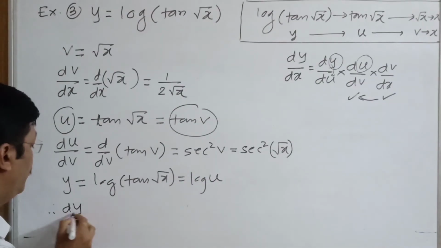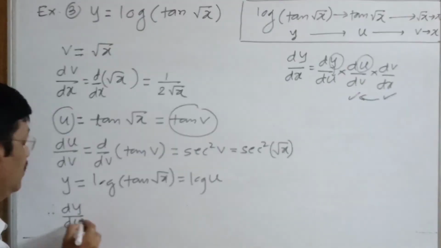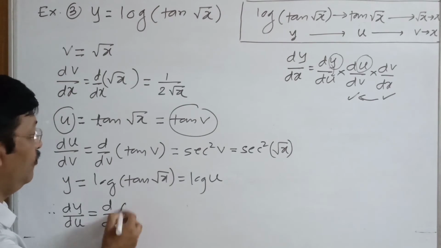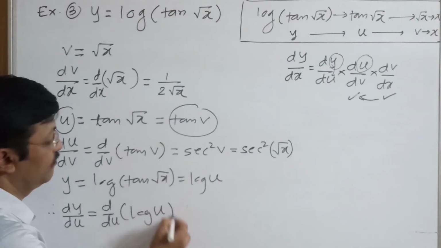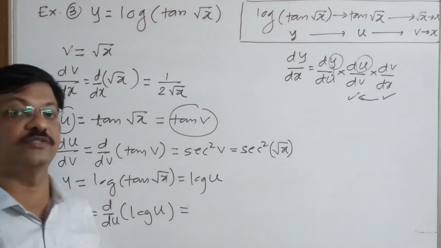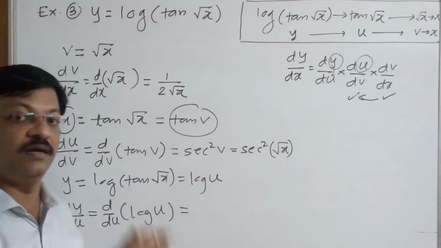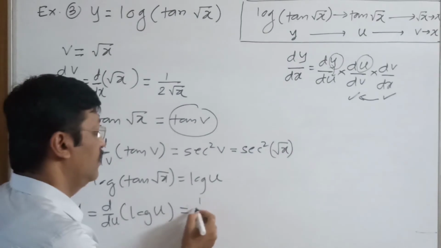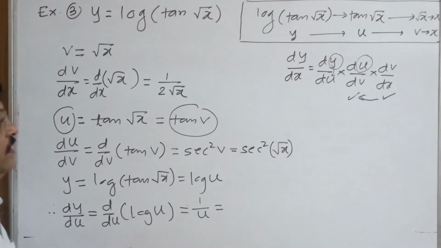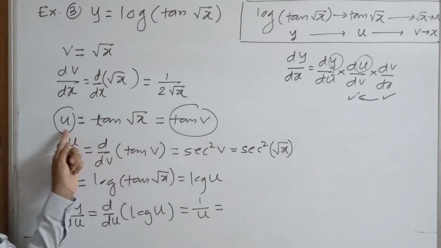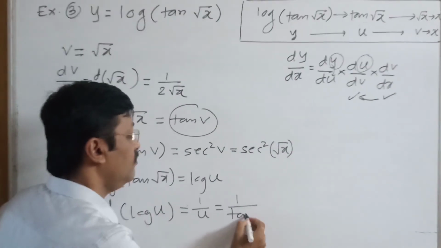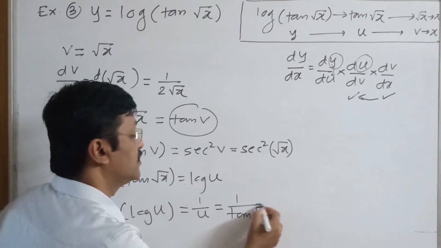Therefore, differentiating with respect to u, I get dy by du is equal to d by du of log u. Just like d by dx of log x is 1 upon x, d by du of log u is 1 upon u. What is your u? u is tan root x. So 1 upon tan root x.